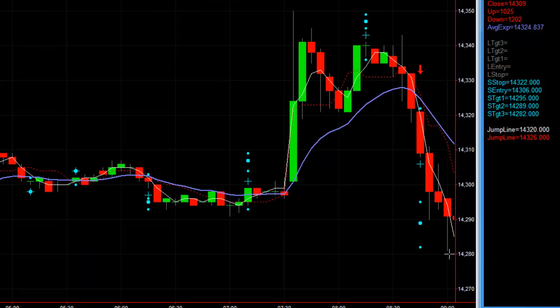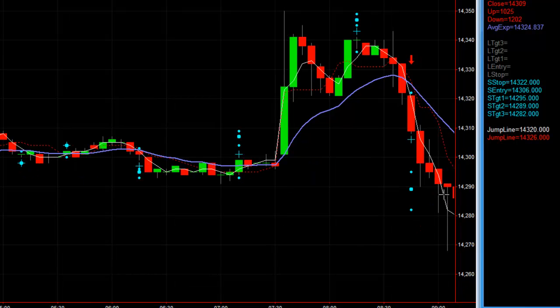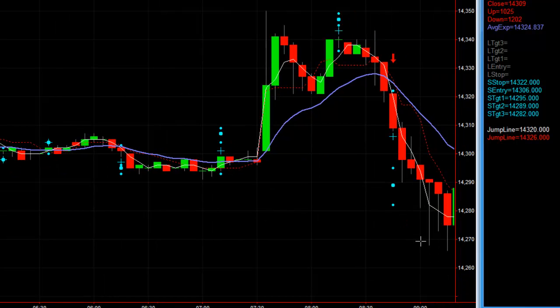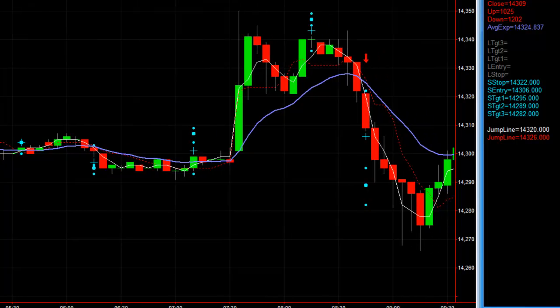Notice that it goes to the second target, hits the third target, and those are nice size trades. 17 ticks to the middle target, 24 ticks to the third target. Okay, and then the price spikes down, and it even spikes down again. And notice how the jump line is moved far away from the EMA. You can let this come all the way back up and stop out up here if you want, and sometimes that'll keep you in a bigger move.